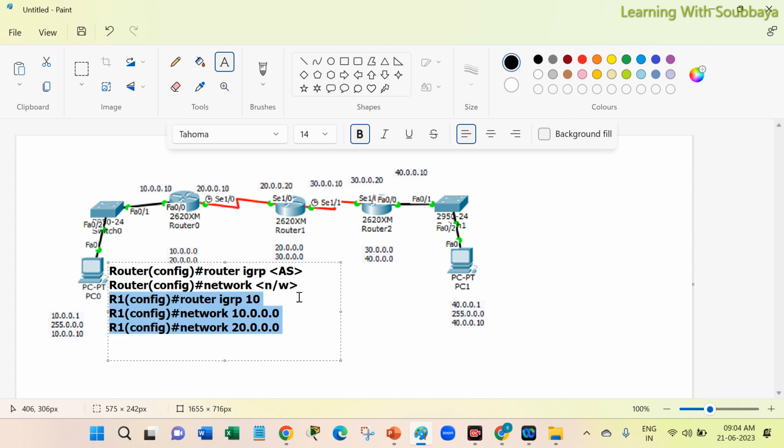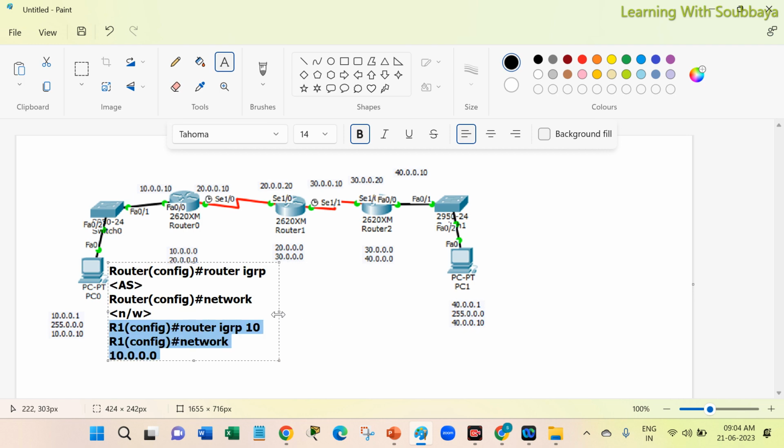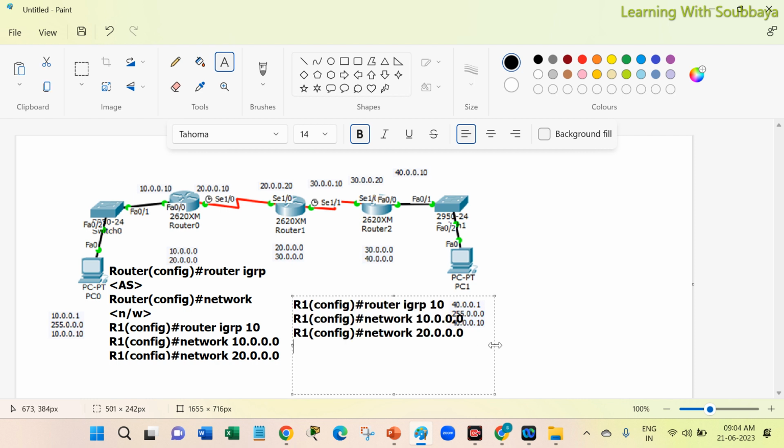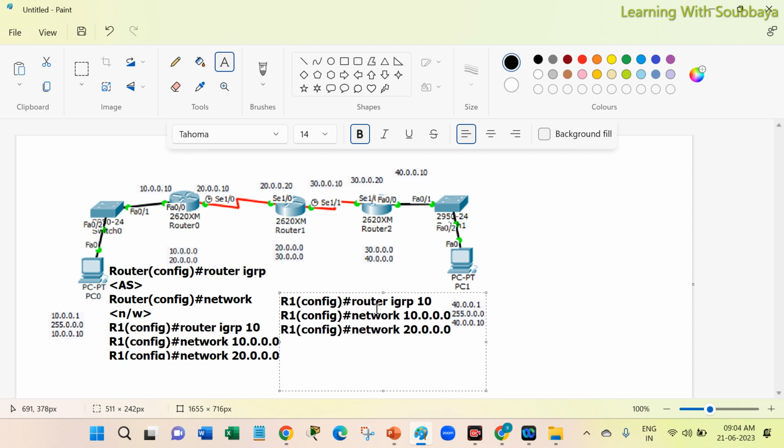For the R2 router we have to configure the same thing. What is the network available? 20 and 30. So we configure router IGRP 10, network 20.0.0.0, network 30.0.0.0. This is for the R2 router.